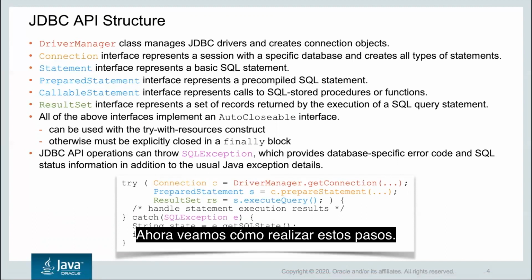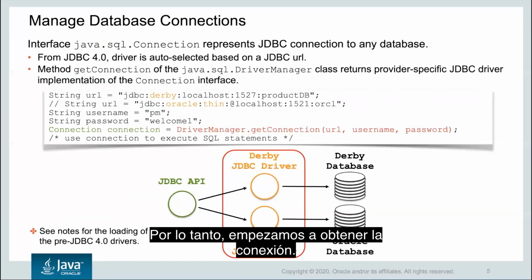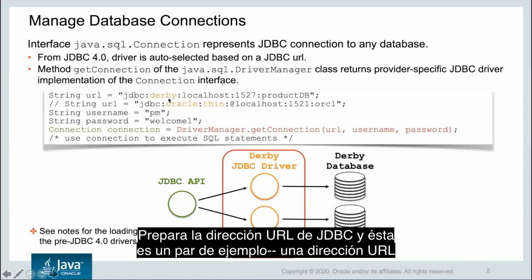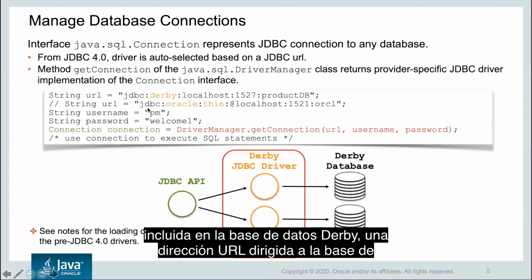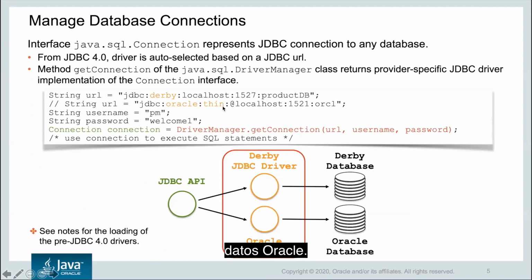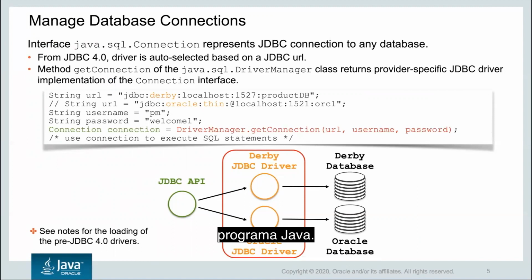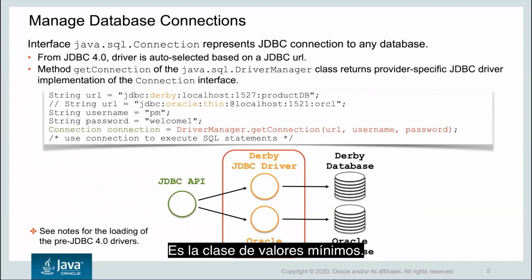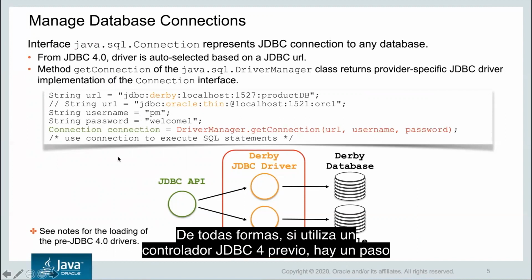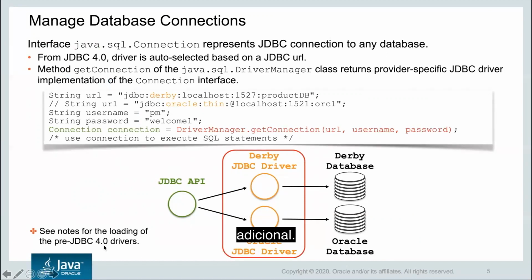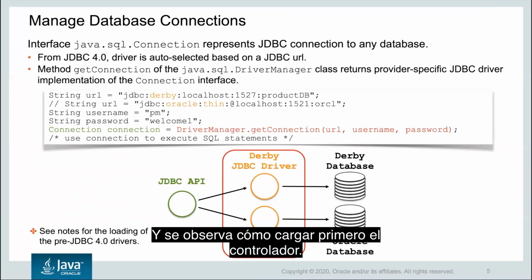Now let's take a look at how to actually do these steps, right? So we start with obtaining the connection. You prepare a JDBC URL, and here are a couple of examples: a URL that goes towards a Derby database, and a URL that goes towards an Oracle database. Derby is a very basic Java database that can be embedded inside a Java program. It's really minimalistic. Anyway, if you're using a pre-JDBC4 driver, there's an extra step, and it's in the notes, on how to actually load the driver first.